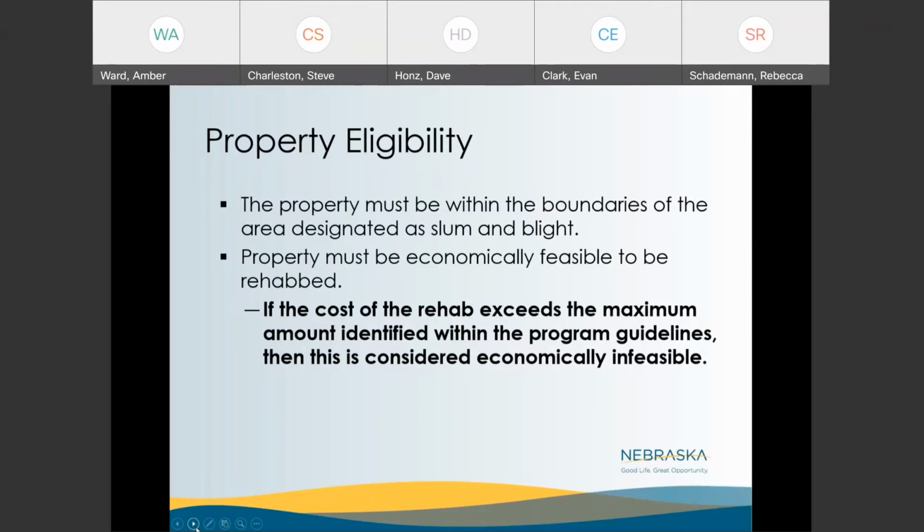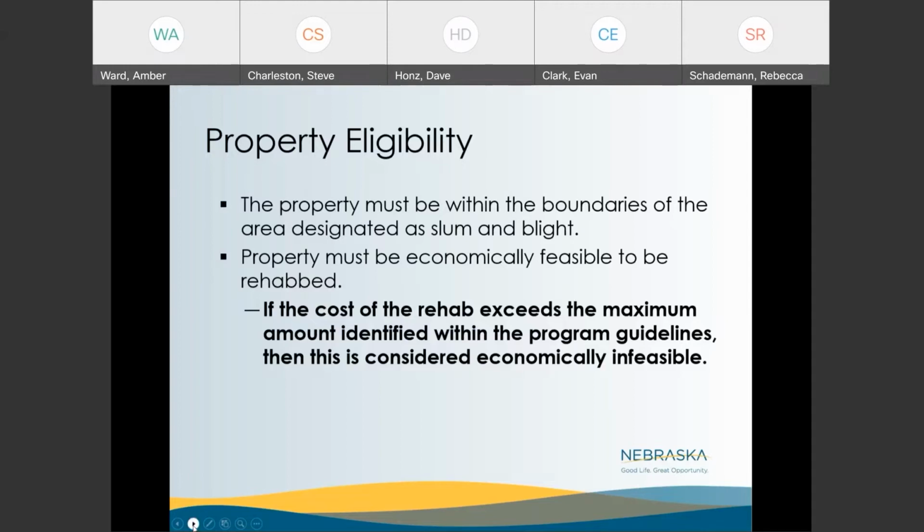applying for a project. If they are, you have to redesignate the area at an official council meeting and have minutes of it. So ensure that your properties are within your slum and blight region. We also require applicants to submit a map of your area with the application, and we do review that. Obviously, any property that you're going to be working with must be within the designated area.